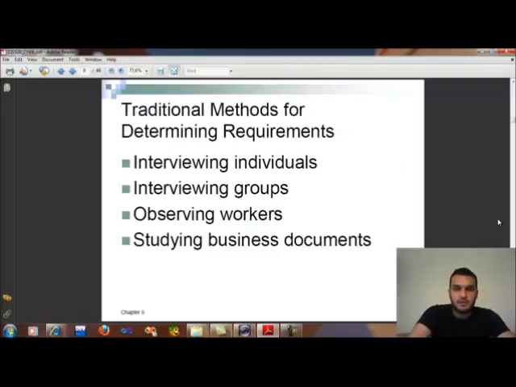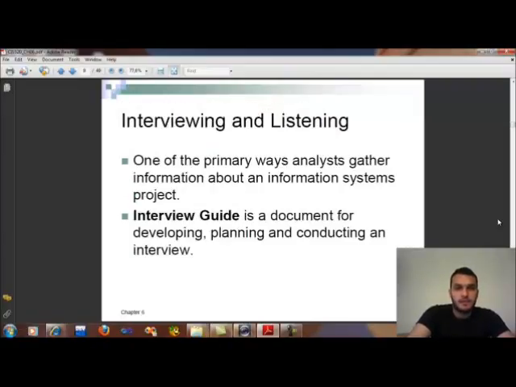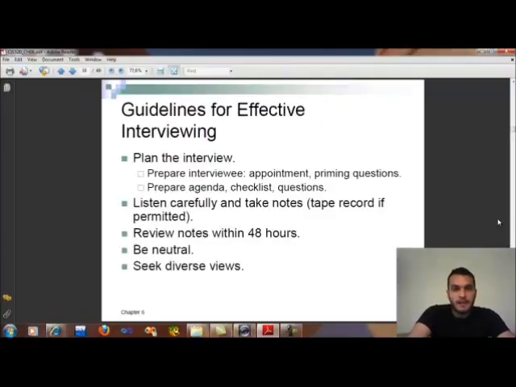And the next is traditional methods for determining requirements. What this is about: interviewing individuals, interviewing groups, observing workers, and studying business documents. And first, interviewing and listening, one of the primary ways analysts gather information about an information systems project. And what's the interview guide? An interview guide is a document for developing, planning, and conducting an interview.